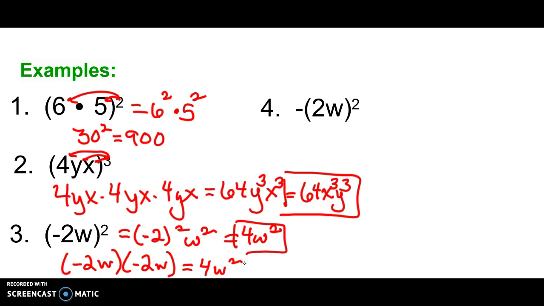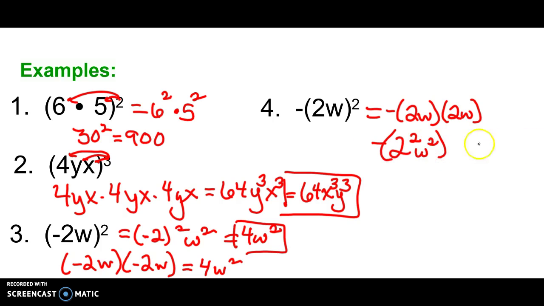Now, what's the difference between 3 and 4? Well, in 4, the negative is on the outside. So we're just squaring positive 2w, or we're distributing that 2 to everything in parentheses. That reduces it to negative 4w squared.